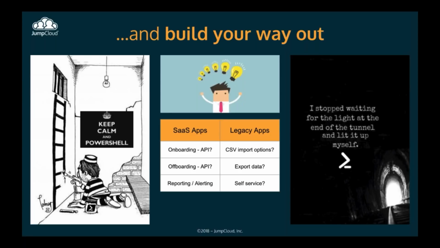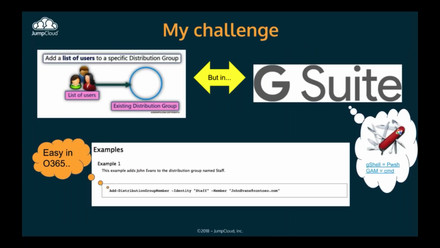Maybe it's as simple as creating a way for HR to send information over in a CSV file, and then using that CSV file for an integration with another SaaS app or with an existing system. So here's an example of a challenge.